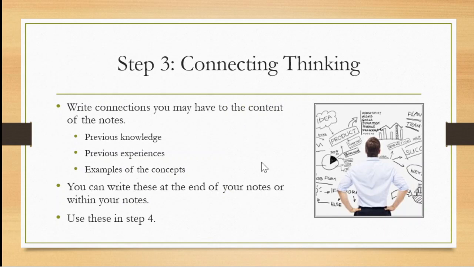The third step is connect thinking. You're going to write any connections you may have to the content of the notes. I know you guys did connections in elementary school. So any previous knowledge, you can write that in the left column. Previous experiences or examples of the concepts that you can think of. You can write these at the end of your notes or within your notes. So use these. And then you're going to use all these things in step 4. So step 2 and step 3 are after you finish going through and actually just writing down the notes. The first time you do it, you're just going to write all the notes, and then you're going to go back and reflect on them, and then do your connect thinking.